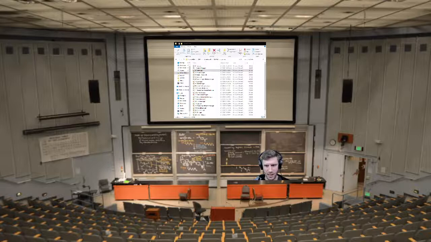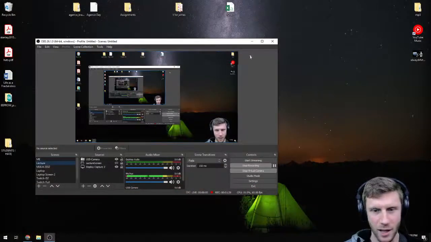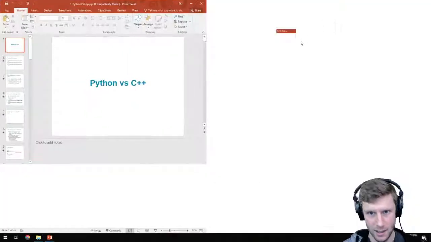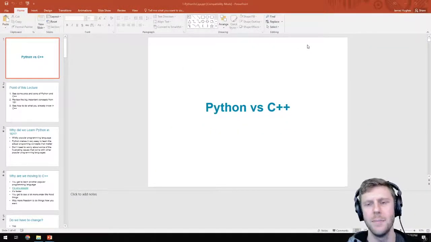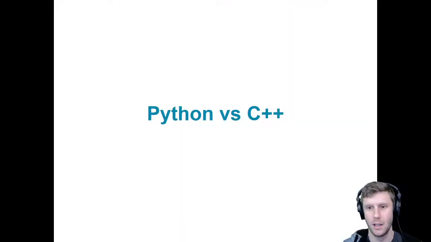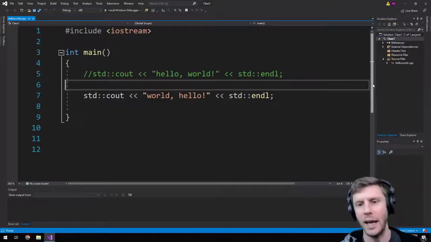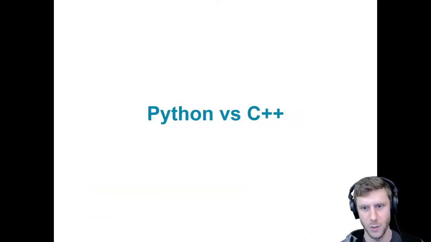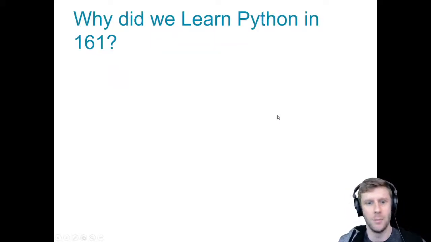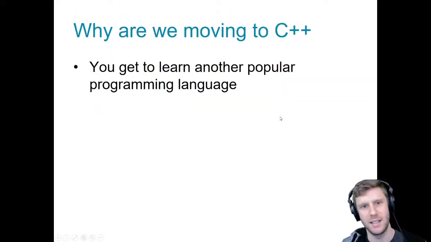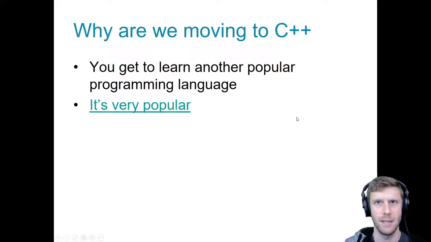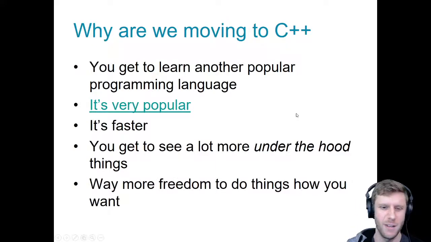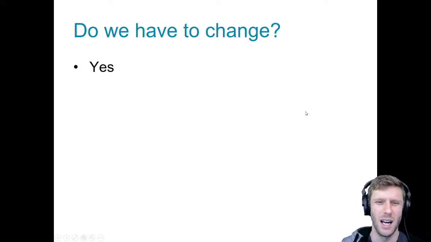Okay, there we are. We've got this set up now. I know last time we kind of started on this, but I'm going to go over it again anyways. The point of this lecture is to see the similarities and the differences between C++ and Python. But a big part of it is to really emphasize the similarities.